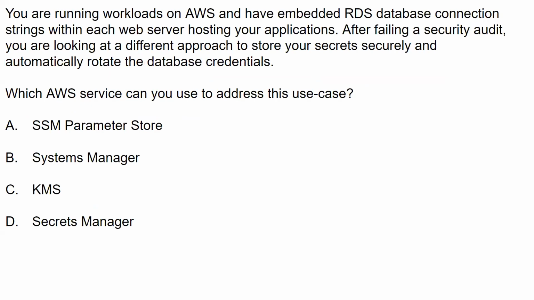One more. You are running workloads on AWS and have embedded RDS database connection strings within each web server hosting your applications. After failing a security audit, you are looking at a different approach to store your secrets securely and automatically rotate the database credentials. Which service can you use to address this use case? SSM Parameter Store, Systems Manager, KMS, Secrets Manager.